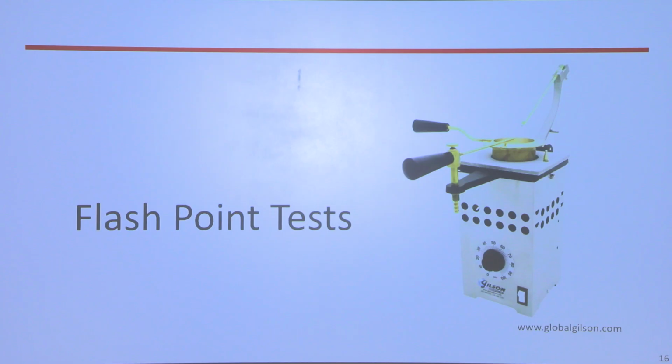And this tester here that you can see is called a Cleveland open cup tester. It was invented in Cleveland. The way it works is that it just plugs into the wall, 110 volts AC, and there's a knob on the bottom. It goes from 0 to 100. It's basically a variac, and it controls the temperature of a heater.